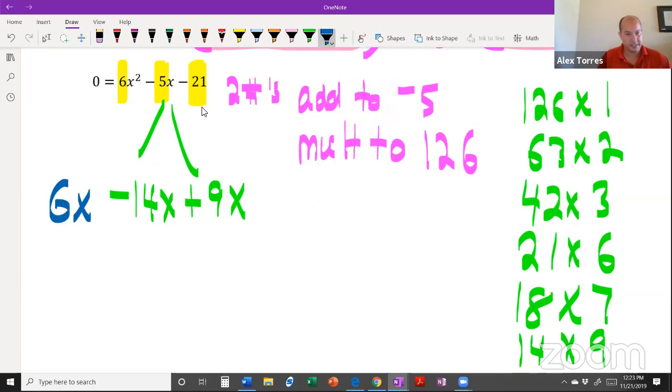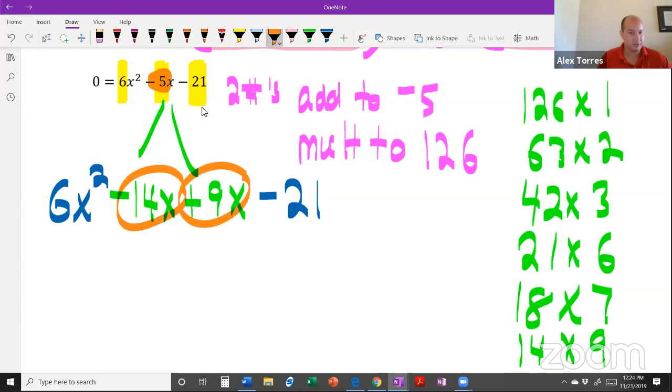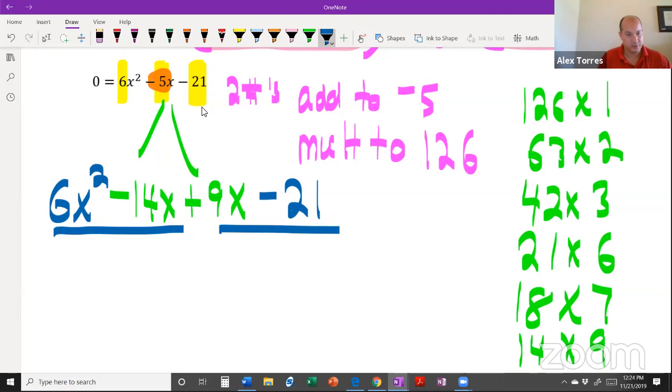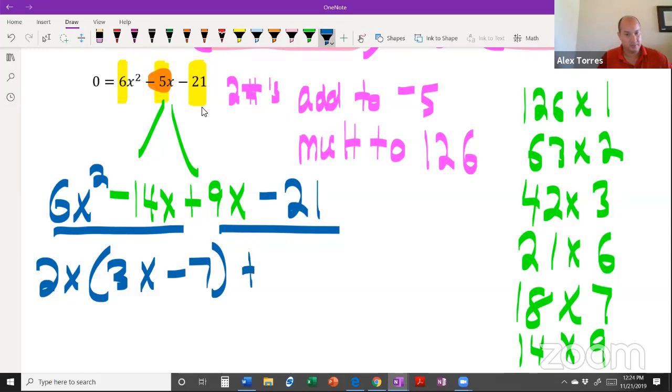So you have 6x squared minus 14x plus 9x minus 21. And so we've just basically taken this middle term and divided it into two things that are equal to it. But we haven't actually changed anything super important. But we can go ahead and factor the first two terms and the next two. So the first two terms are divisible by 2x, which leaves us 3x minus 7. And the next two are divisible by 3, which leaves us, what do you know?